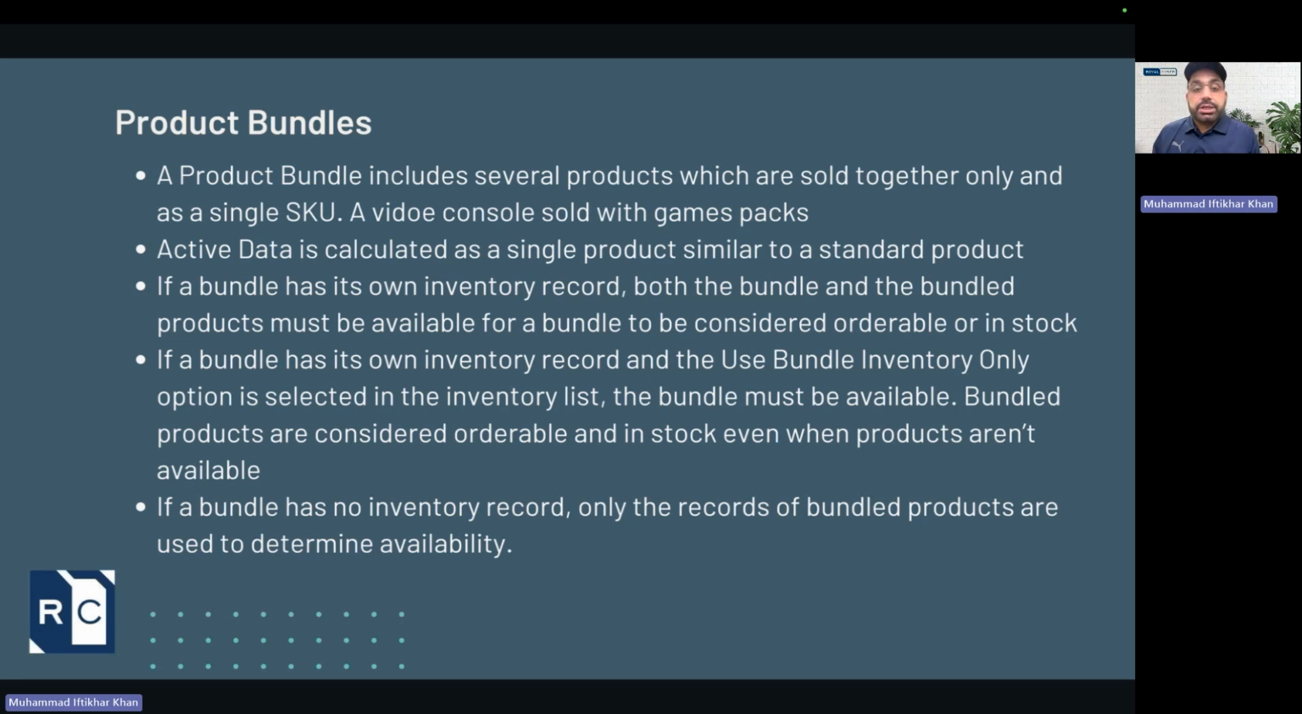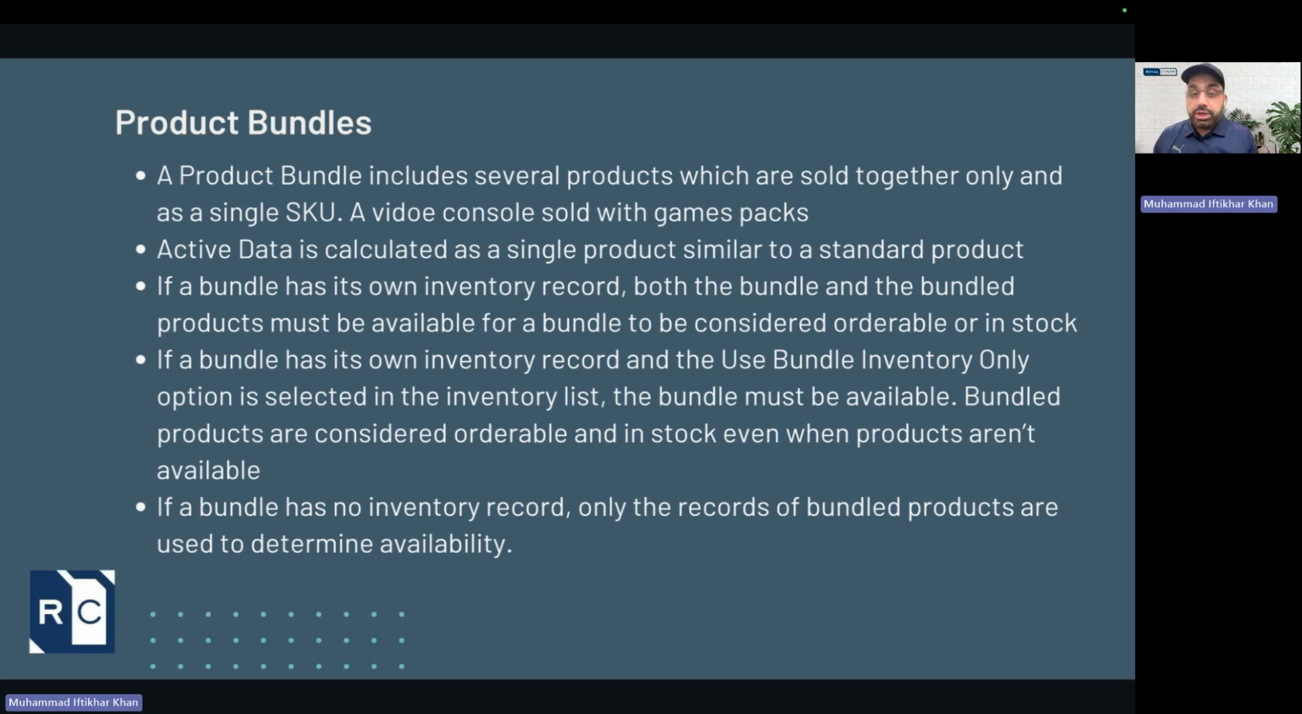Active data is calculated as a single product, similar to a standard product. Since the whole bundle is sellable as a whole, the customer cannot buy an individual product from the bundle. So the inventory record also belongs to the bundle ID, and there will be a one-to-one mapping between the inventory record and the bundle SKU.